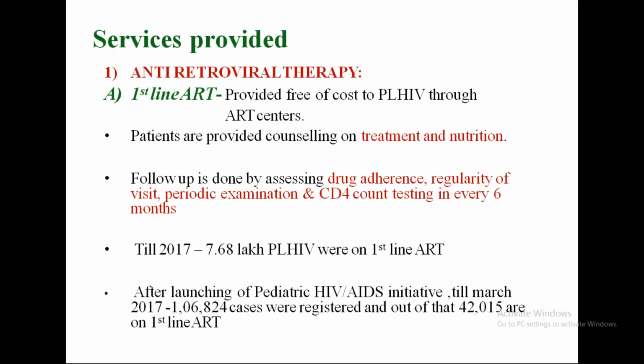Till 2017, 7.68 lakh PLHIV were on first line ART. See, 2017, 7.68 lakh PLHIV were on first line ART. After launching of the pediatric HIV/AIDS initiative, till March 2017, you can see 1 lakh 68,824 cases were registered, and out of that 42,015 are on first line ART.